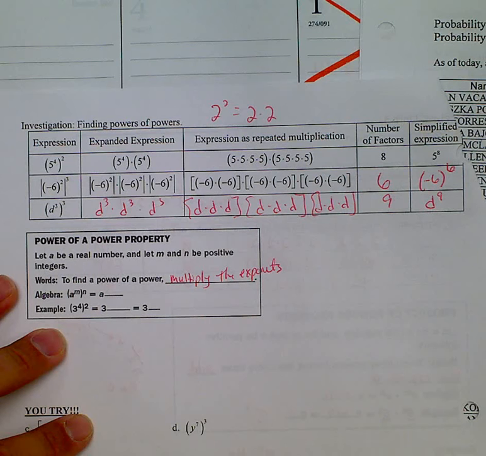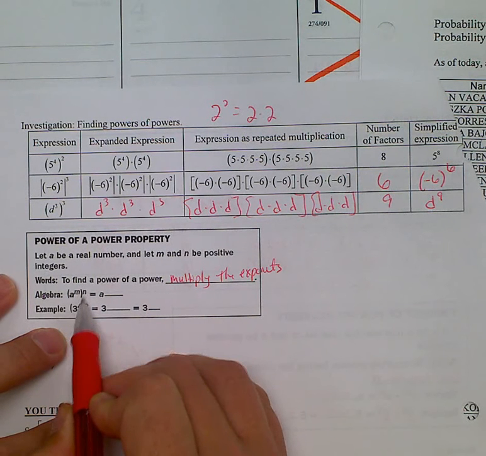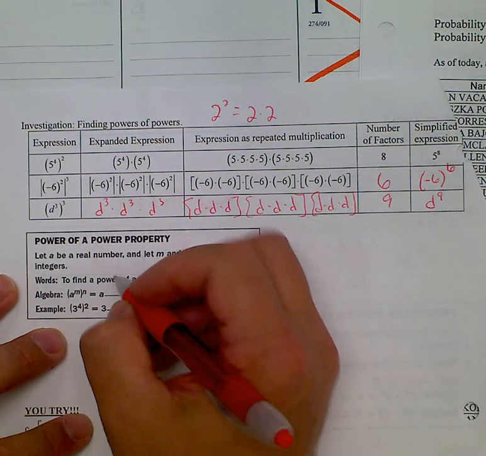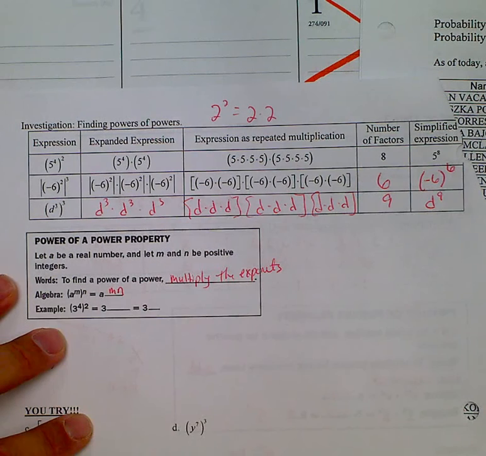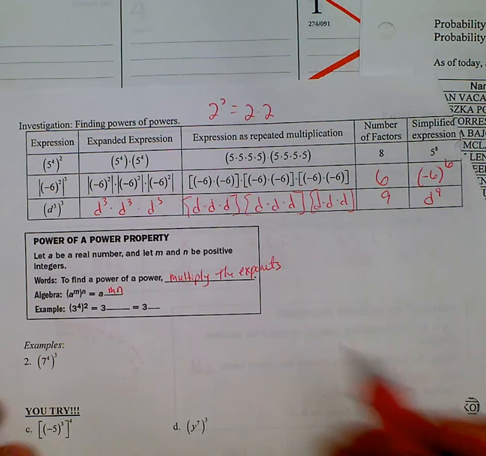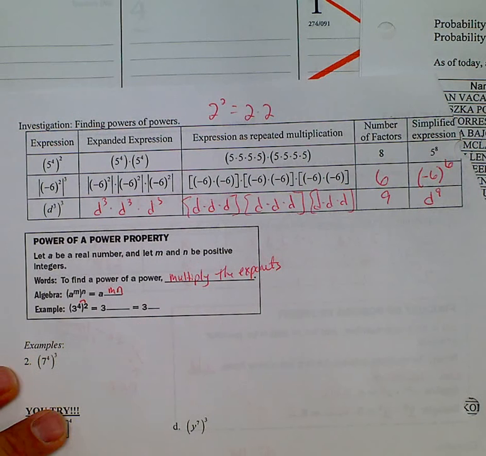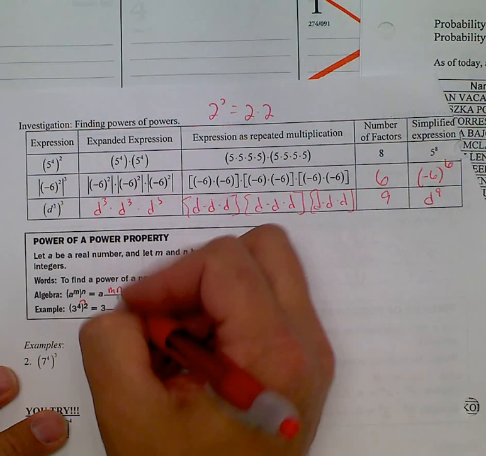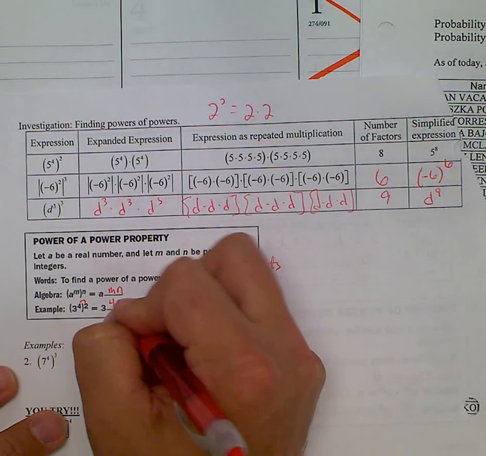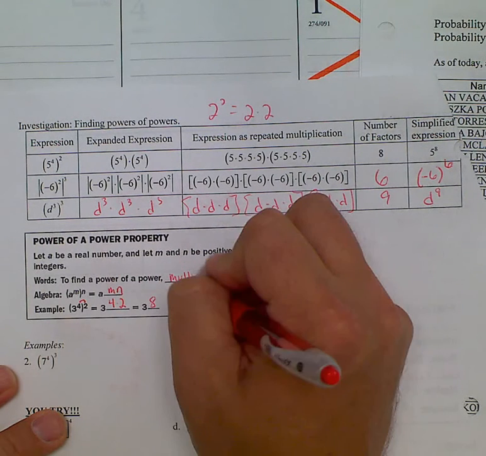So a to the m power, and all that to the n, is going to be a to the m times n. That sounds confusing, but it makes sense when we get to regular numbers. It's almost like distributing that 2 to the 4 there. So this really means 3 to the 4 times 2 power, which equals 3 to the 8.